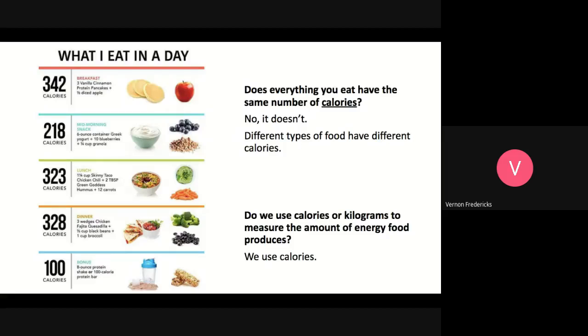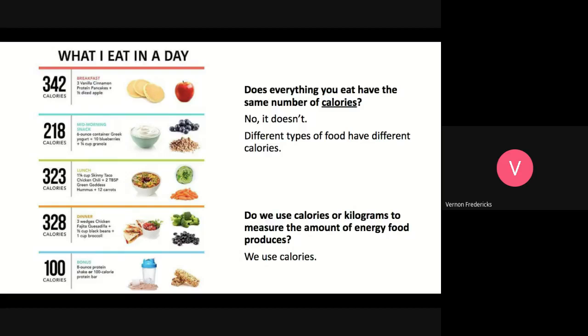Okay, so what are calories? Calories are what we take in our food, the energy that we have in our food. Okay, let's have a look at the questions. Does everything you eat have the same number of calories? No, it doesn't. Different types of food have different calories. So for example, students, if you look at the breakfast, it has 342 calories, yeah? Pancakes and 1 apple, 342 calories.